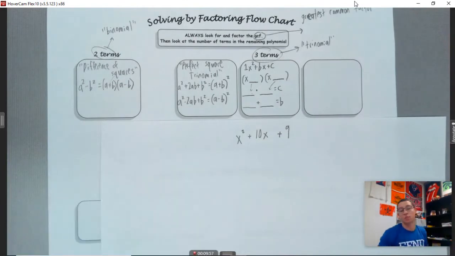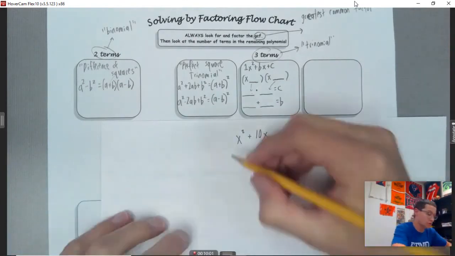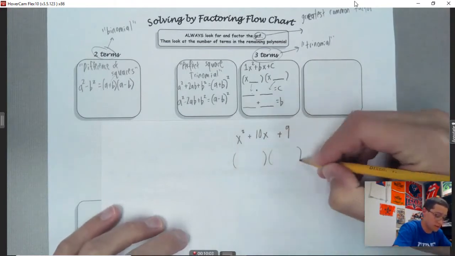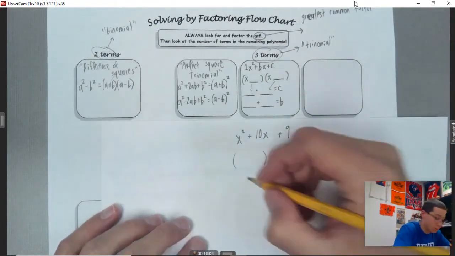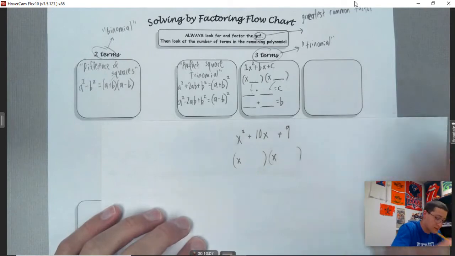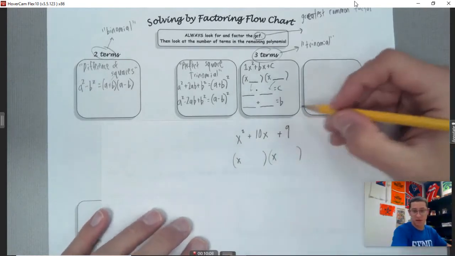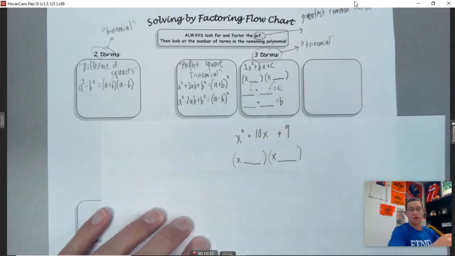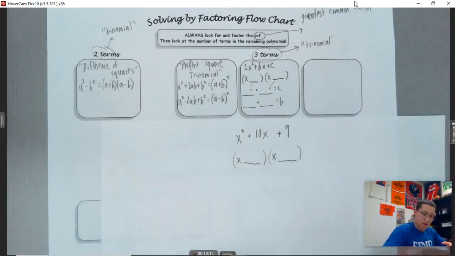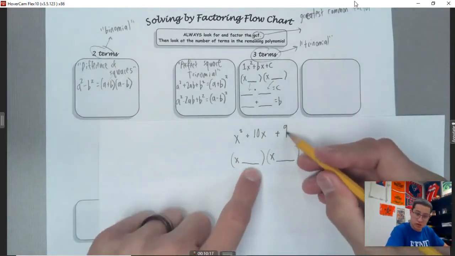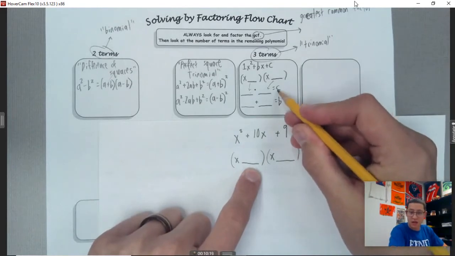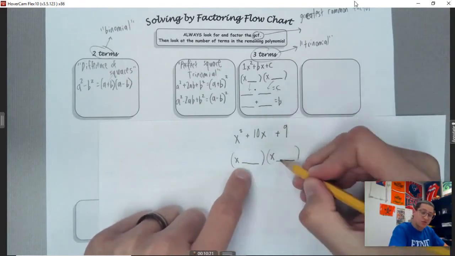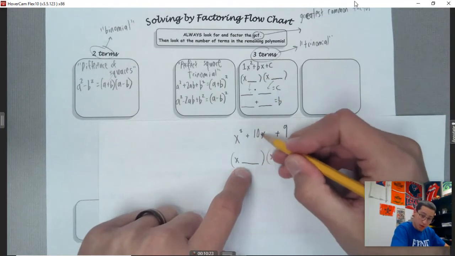Okay, so x squared plus 10x plus 9, and I asked you to factor this. Well, the first thing you're going to do is split it like this. We put the x, and we put the x. Now, in my head I'm thinking I need a something here and a something here. What I multiply has to equal the 9, my c. And when I add those two somethings, they have to equal my b.